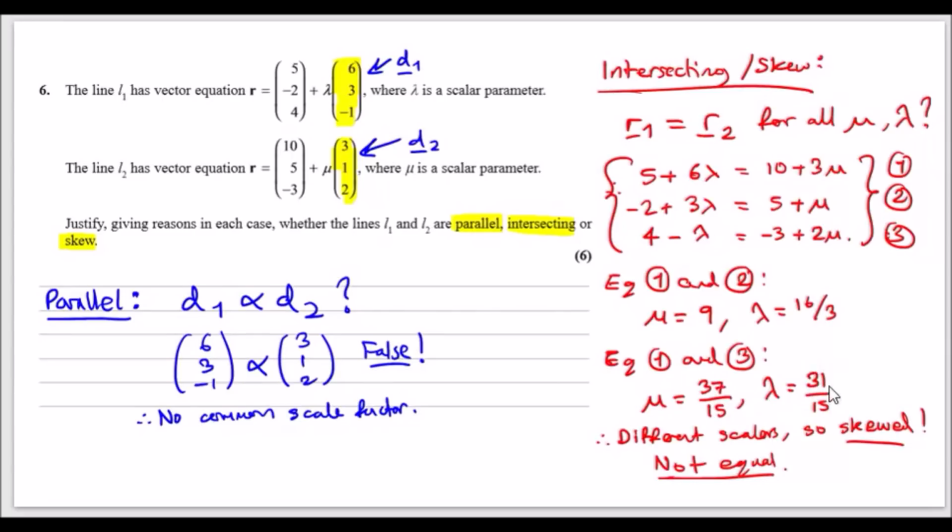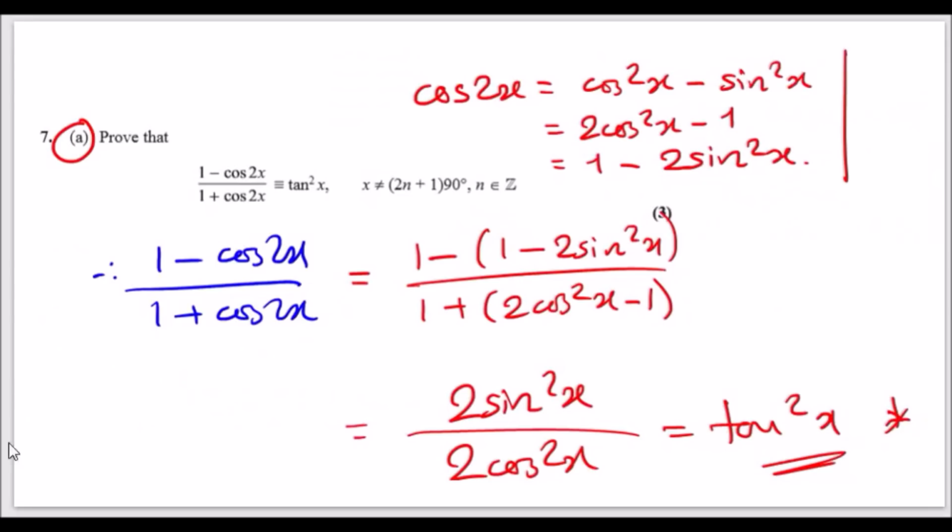It turns out my mu and lambda were different, and because of that, we can say that different scalars imply skew lines. So they are not equal, so they are not intersecting. And that's it. That's all you have to do. Alright, now let's move on to 7, guys, yeah?